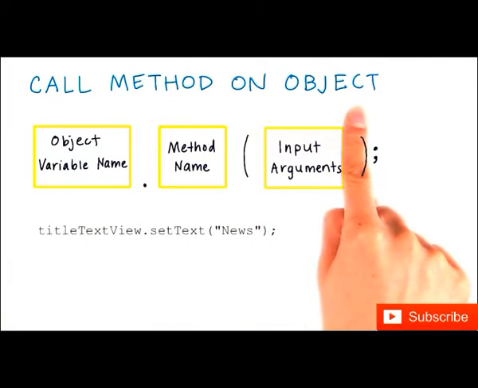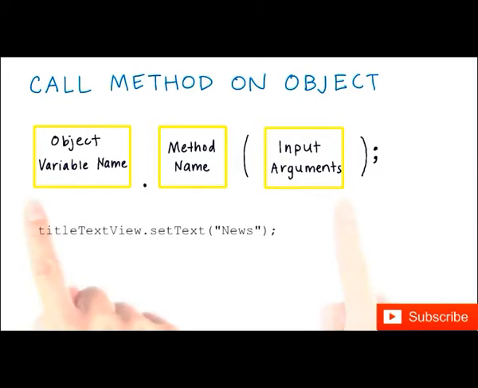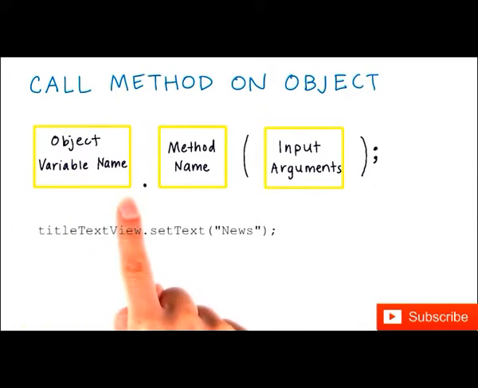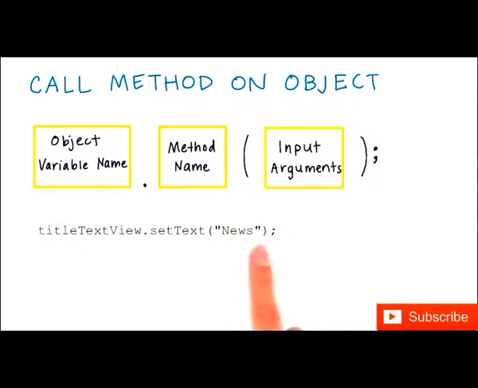When we call a method on an object, it has to follow this format. First, we write the object variable name. In this case, it's title textView. Then we add a dot. Then it's followed by the method name, which is setText in this case. This method is defined exactly this way in the textView Java class. The method declaration also specifies that there's an input parameter of a string. So we put parentheses and then pass in a string as input. Then we end the statement with a semicolon.